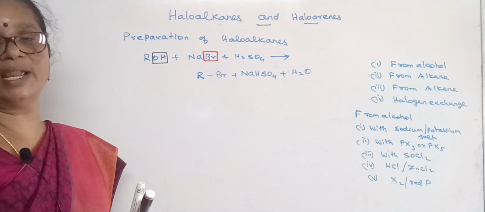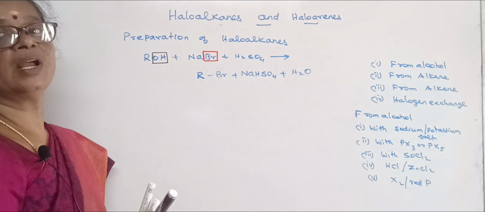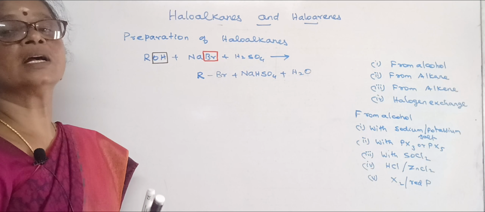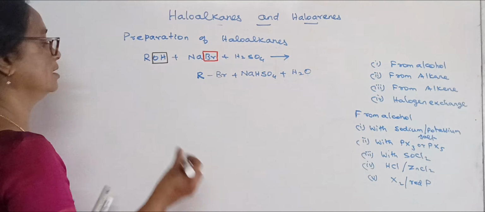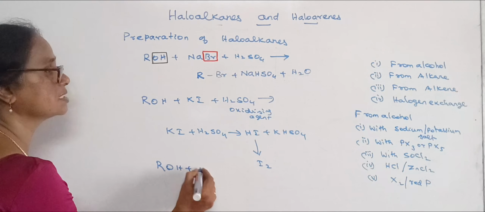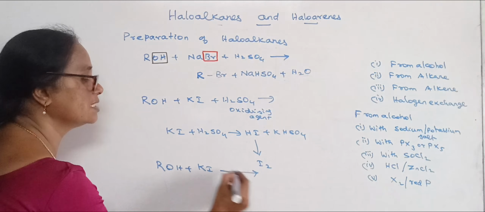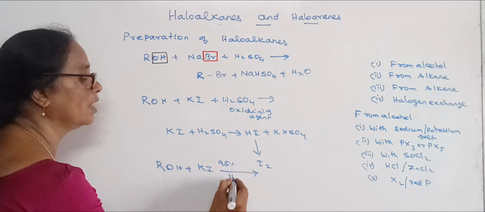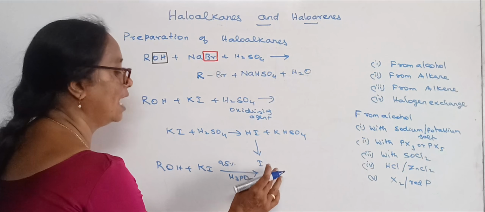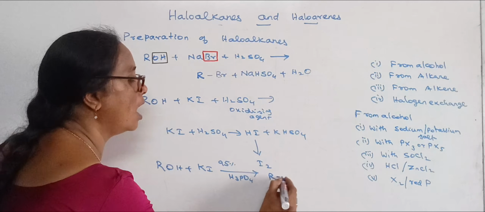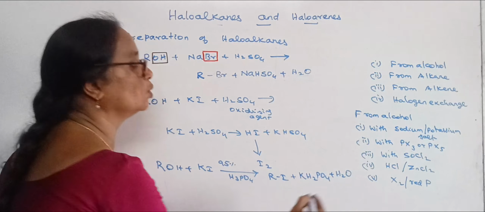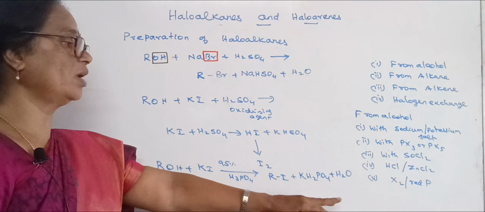Suppose instead of sodium bromide, I have sodium iodide or potassium iodide, I should not take sulfuric acid, instead I have to take phosphoric acid. Let us explain why we do not take sulfuric acid when the salt is potassium iodide. See, the proper reaction for this is ROH plus KI in presence of 95% H3PO4, which is called orthophosphoric acid. I will get the compound RI plus KH2PO4 plus H2O. These are the products formed.